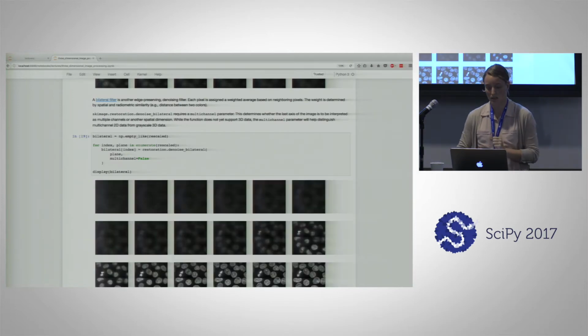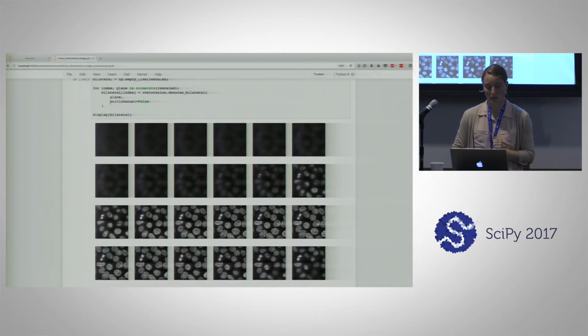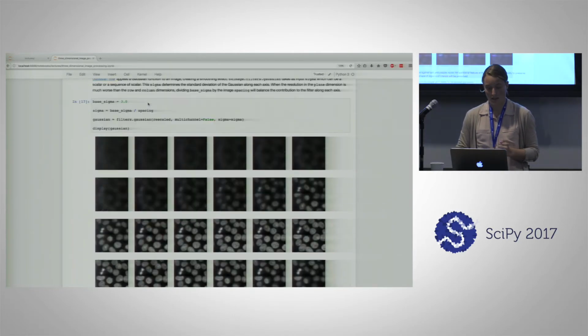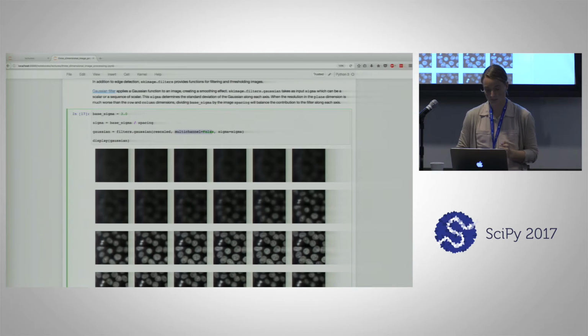But one interesting thing about the filter that I want to point out is this multi-channel parameter. We also saw this in the Gaussian filter here. This lets the filter function know whether or not the data is multi-channel, and can be quite helpful in determining whether you've provided it a 3D grayscale volume or a 2D multi-channel volume, because the dimensionality of those in their NumPy array representation is both 3.